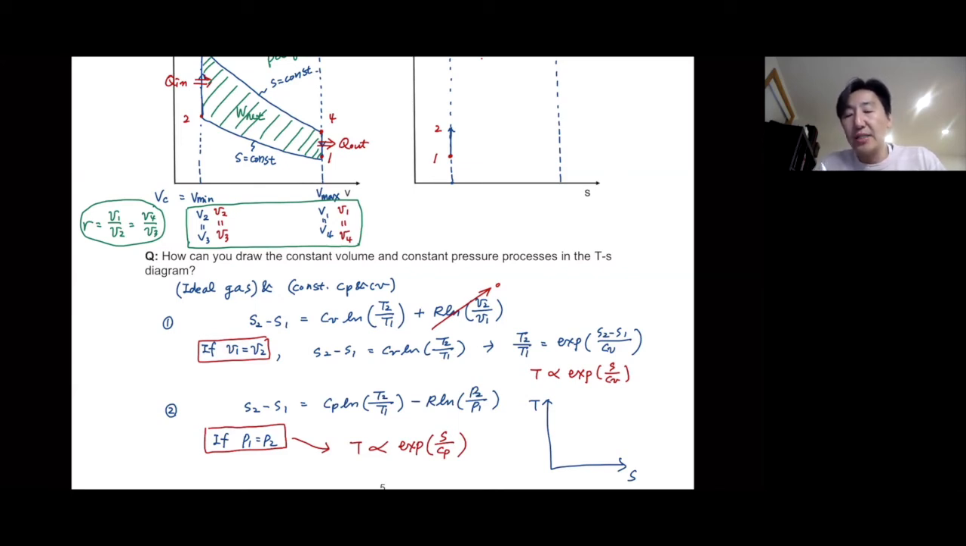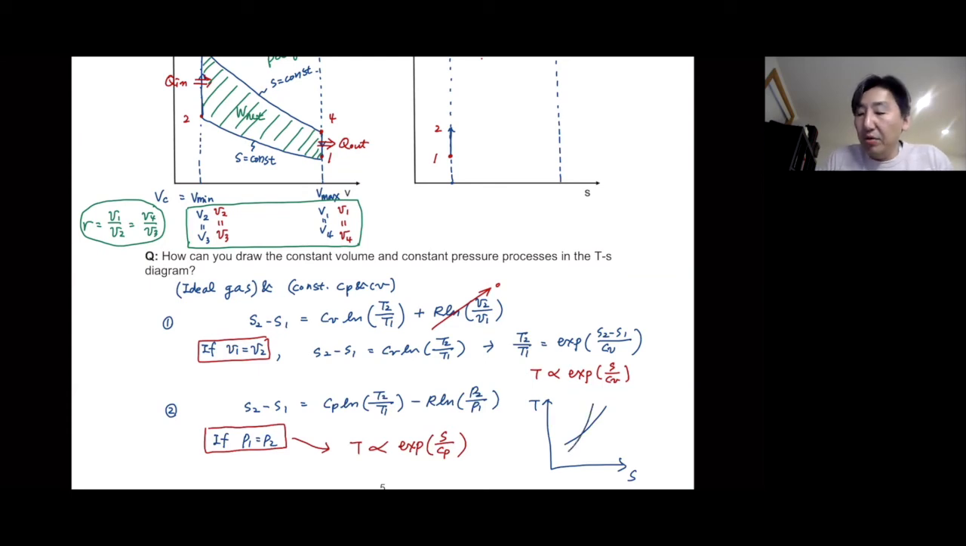But which one has the higher slope, the constant volume process or the constant pressure process? The hint is: which one between Cv and Cp is always smaller? Always Cv is smaller than Cp. So, because everything is expressed in terms of the inverse of Cv and the inverse of Cp, if you draw the constant volume process and constant pressure process together, there must be a certain difference in the slope.